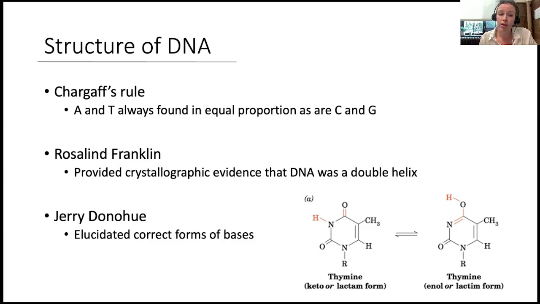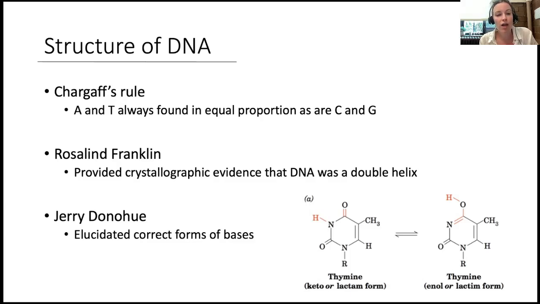Jerry Donohue elucidated the correct forms of bases, so the bases were hypothesized to either be in the keto or enol form, words that might be familiar to you from organic chemistry. He was able to determine that the keto was the more stable version of the bases.